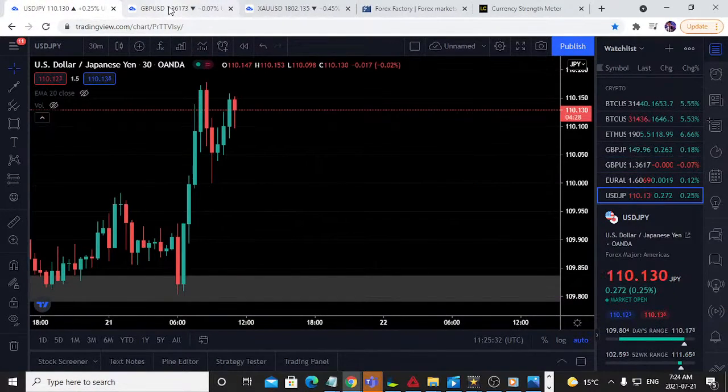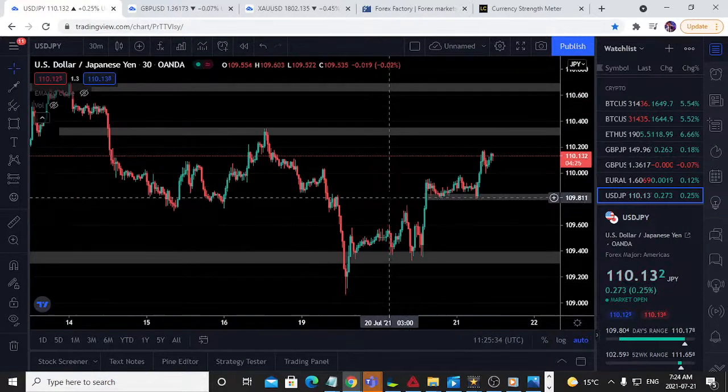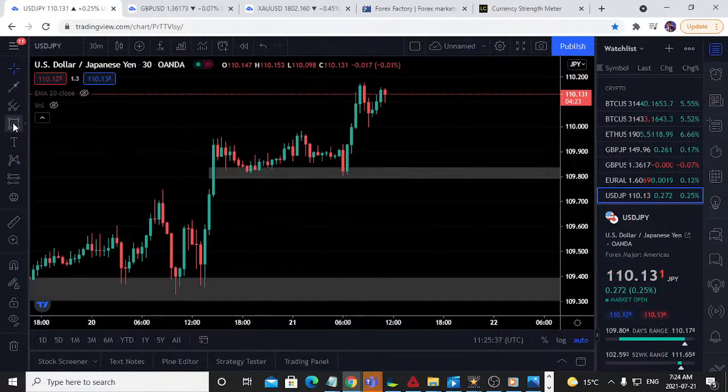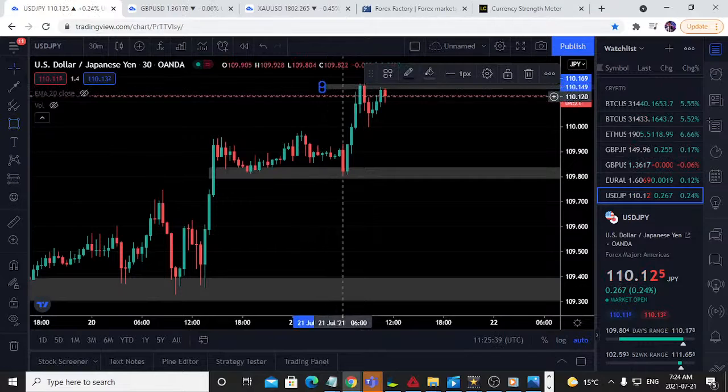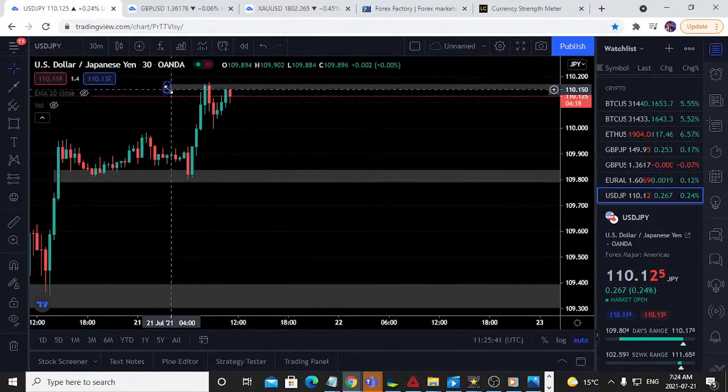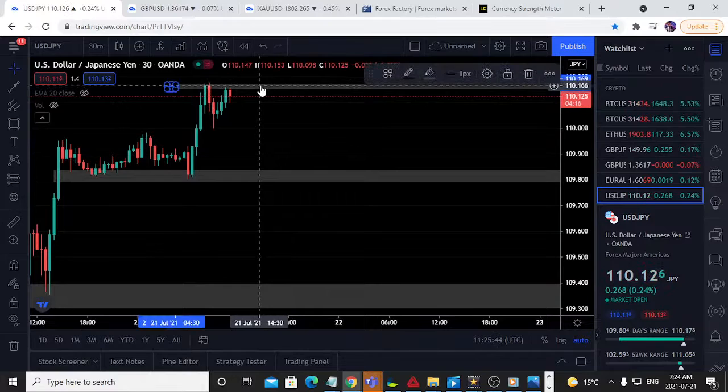I'm gonna stay away from gold right now. I'm really only looking at UJ, and UJ to me is now a break of this top. So that's what I'm waiting for on UJ.